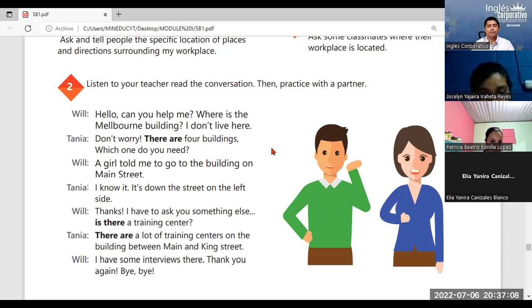A girl told me to go to the building. Okay, otra vez. To go to the building. Building. No, building. La U es muda. On Main Street. I know it. It's down the street. On the left side. Thanks. I have to ask you something else.